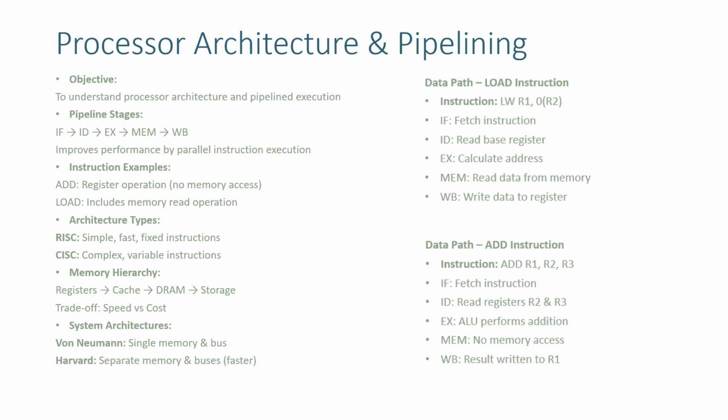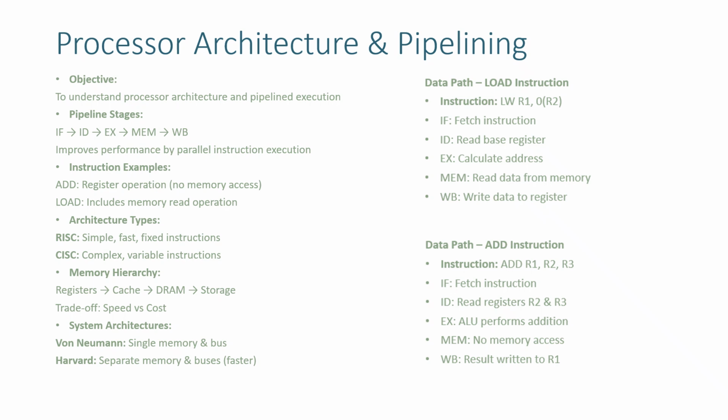Then I studied processor architecture and pipelining concepts. That is about how a processor executes instructions through 5 stages: instruction fetch, decode, execute, memory access, and write back. Pipelining allows multiple instructions to be processed simultaneously, improving the performance. For example, an add instruction performs only register operations, while a load instruction involves memory access.